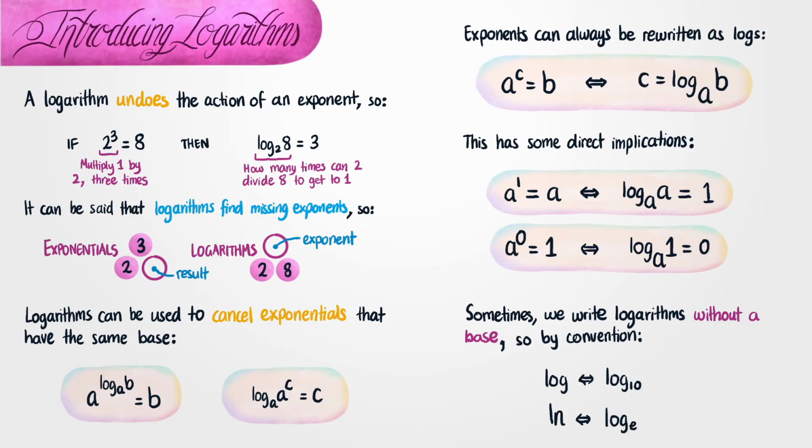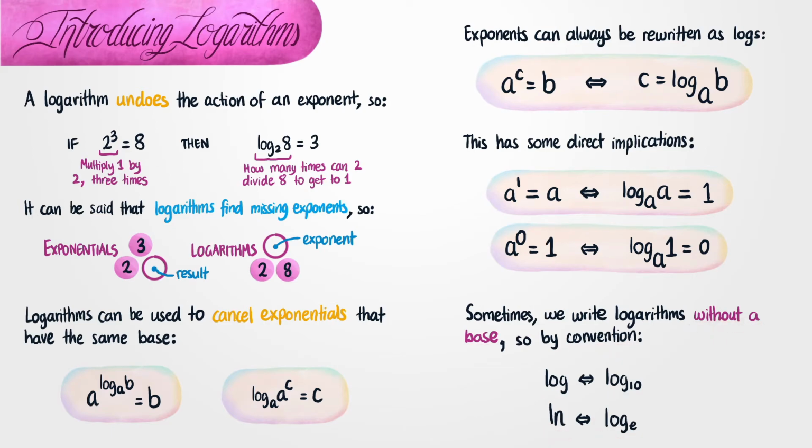So what I've written here is that most of the time, when you see logarithms in the wild, you'll probably see them written without a base. If this is the case, then by convention, we assume that log is the same thing as the log base of 10, and this ln over here is the same thing as log to the base of e.